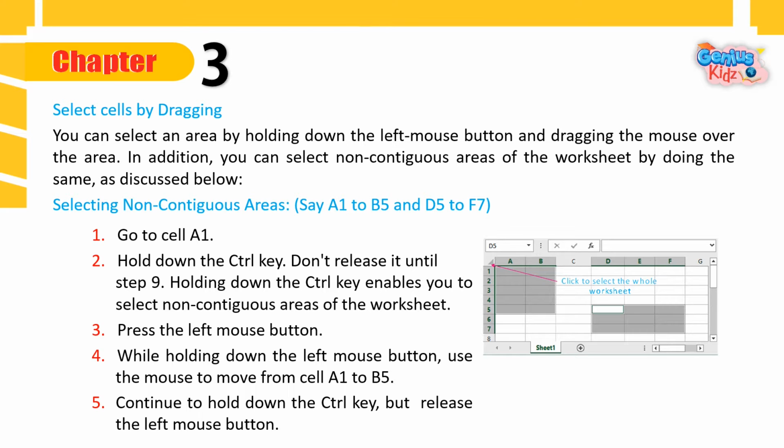Selecting non-contiguous areas, say A1 to B5 and D5 to F7. 1. Go to cell A1. 2. Hold down the Control key. Don't release it until step 9. Holding down the Control key enables you to select non-contiguous areas of the worksheet. 3. Press the left mouse button. 4. While holding down the left mouse button, use the mouse to move from cell A1 to B5. 5. Continue to hold down the Control key, but release the left mouse button.